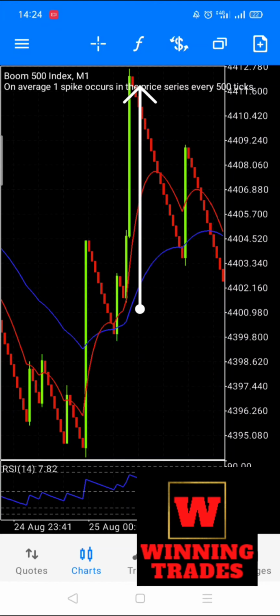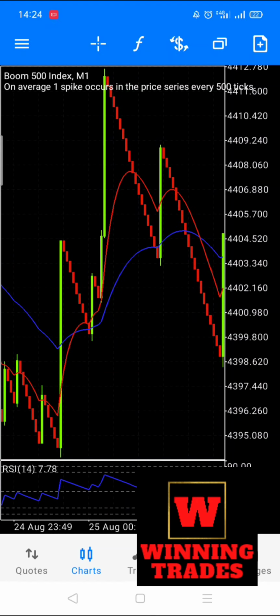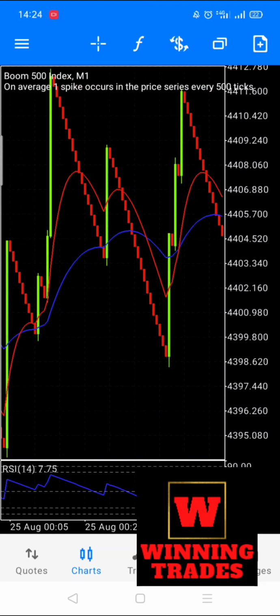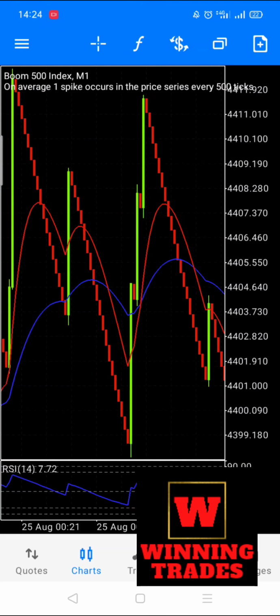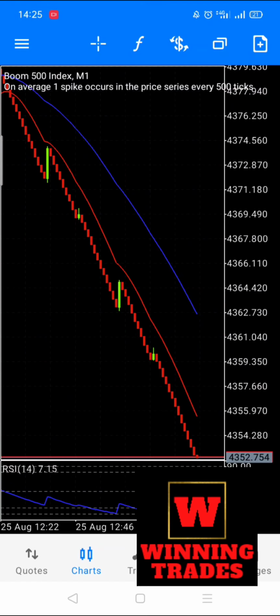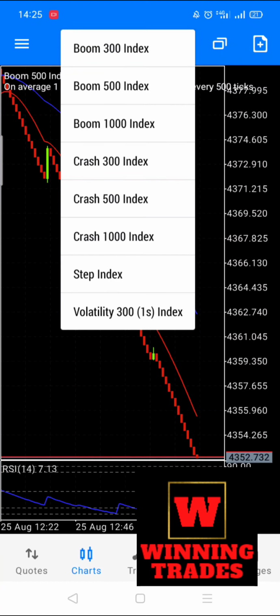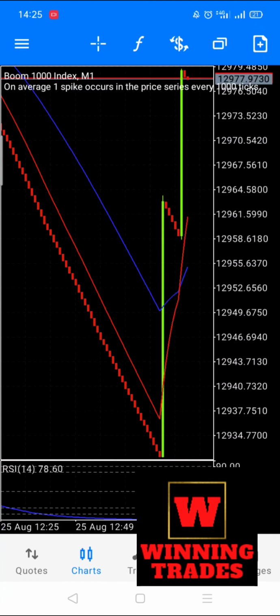Good profit. When price came back again, you put your buy. It came back to hit the 50 EMA here. You put another buy. What do you get? You get good profit. All right. Now, so this is how the strategy works, guys. Now let's go over to Boom 1000. Now let's look for where the 13 EMA crosses above the 50 EMA.